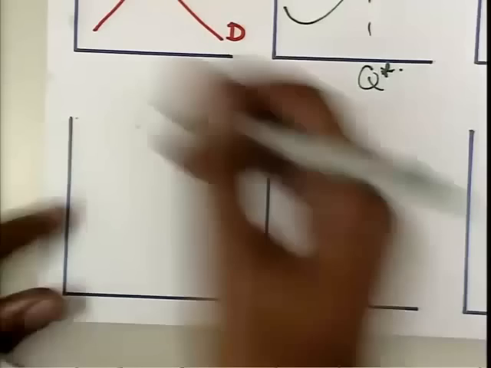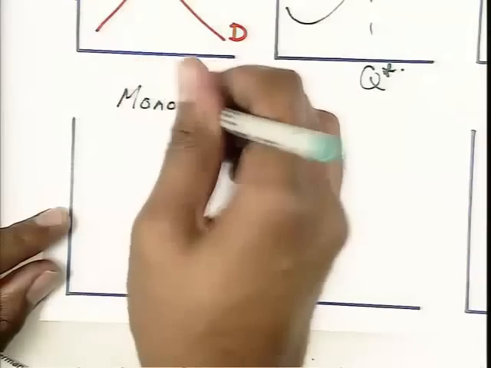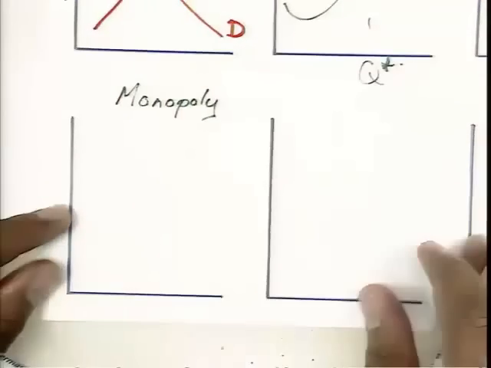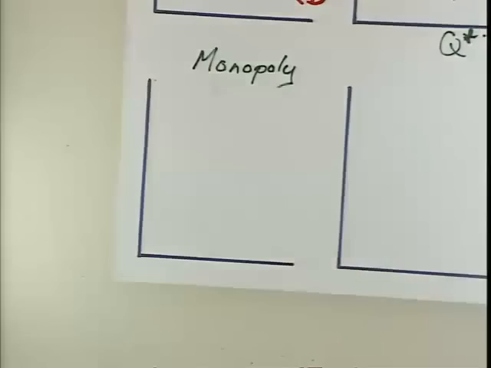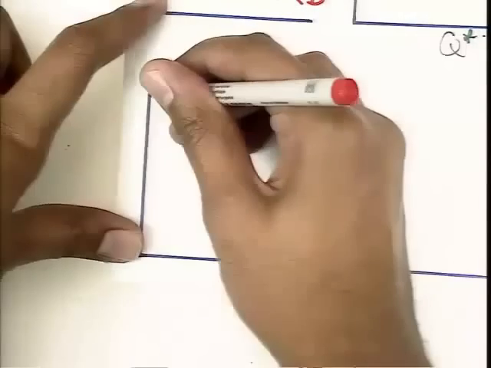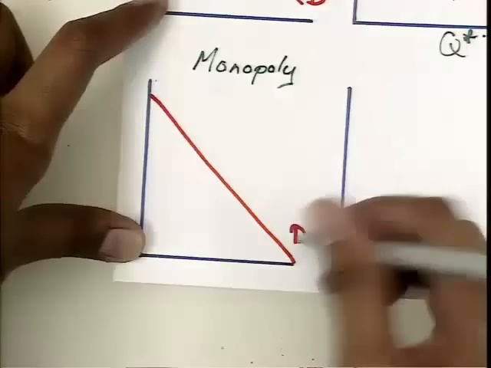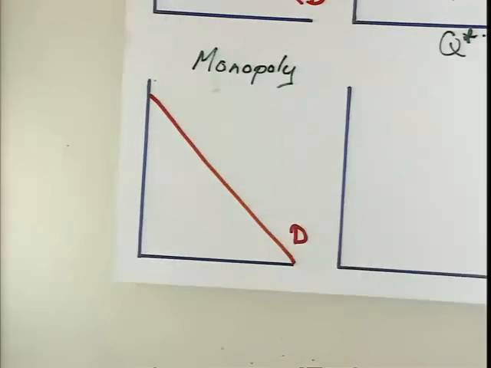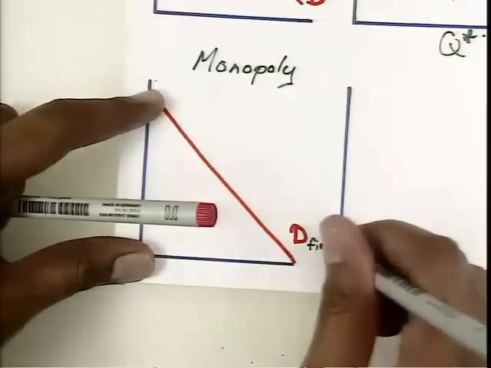The other extreme is a monopoly, where there is no distinction between the firm and the market. The market demand curve is the firm's demand curve. The firm faces the entire market.